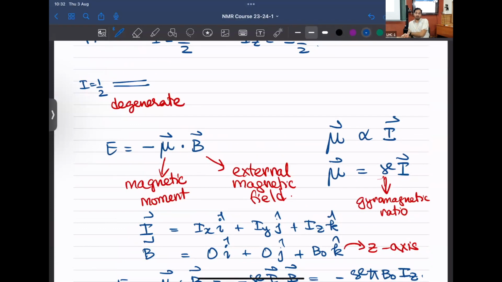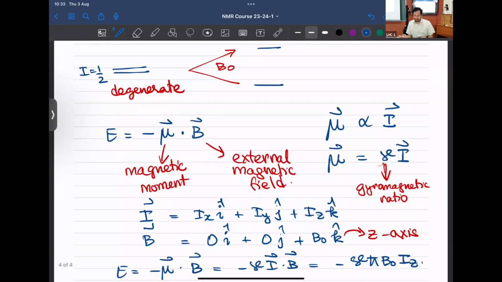plus and minus half. But the moment you apply an external magnetic field of B naught, depending upon the IZ quantum number, there will be splitting that starts to happen. Okay, I'm not committing on whether plus half is the ground state or minus half is the ground state, which we will see in a moment. Is that clear for everybody?